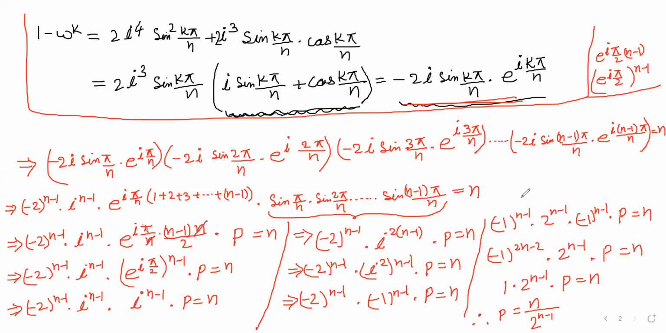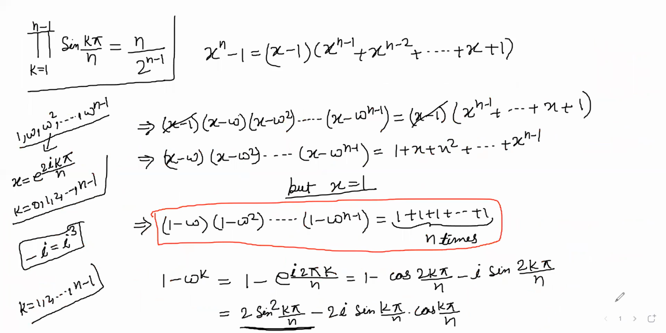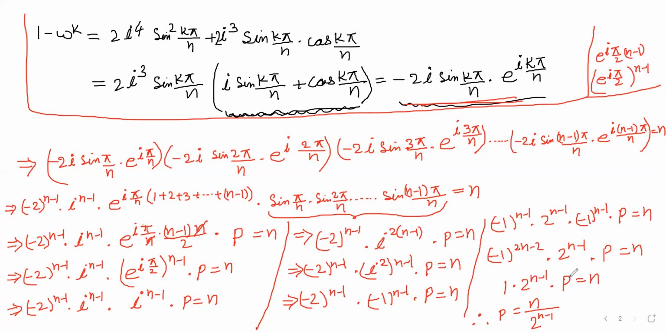And what is our p? Our p is the required thing. Our p is this quantity. This quantity is our p. You can notice when I have assumed p, I have assumed this quantity as p. This quantity. Okay.